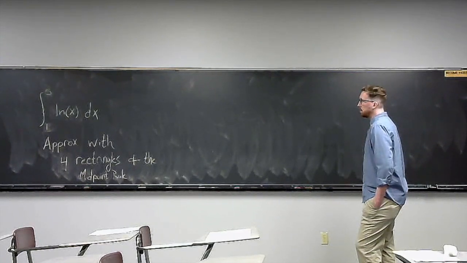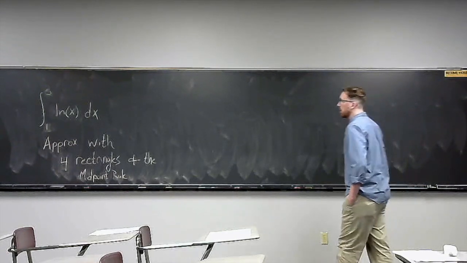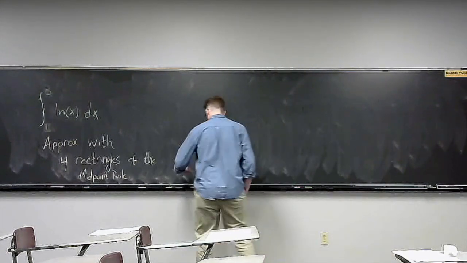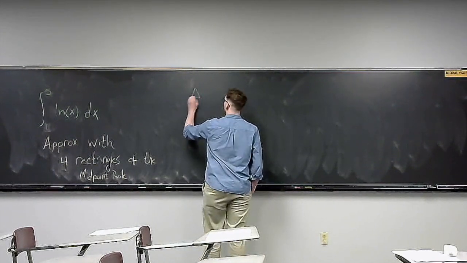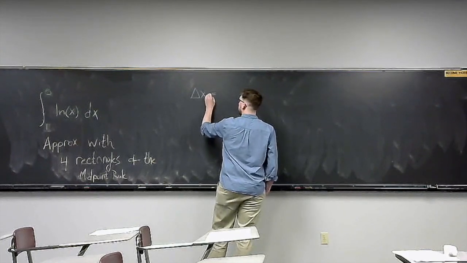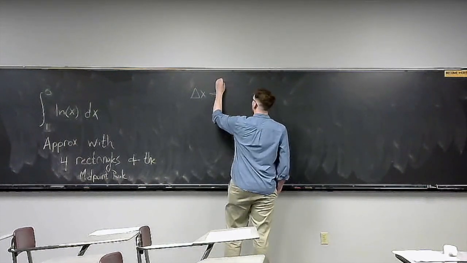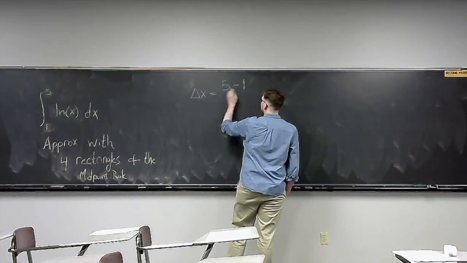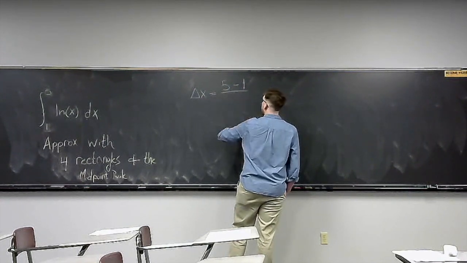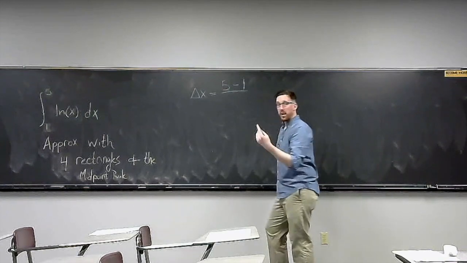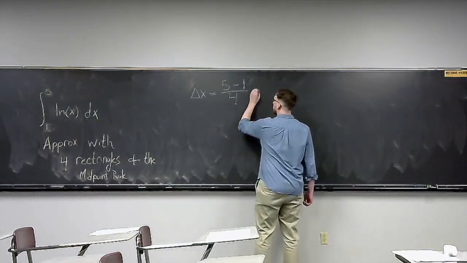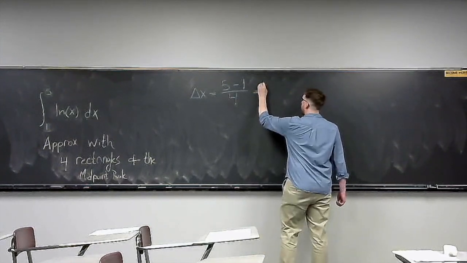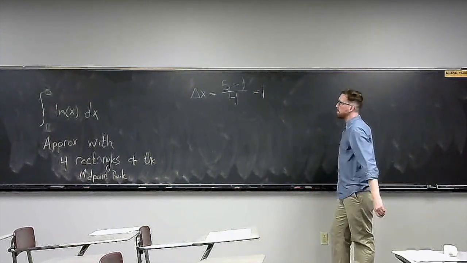Well, the way we're going to go about this is by first saying, you know what? I need to know what delta x is anyhow. Let's just go ahead and find that out. Delta x is going to be equal to b minus a. B in this case is 5, a in this case is 1, divided by the number of rectangles we're using. In this case it's 4. So delta x is just going to be equal to 1.